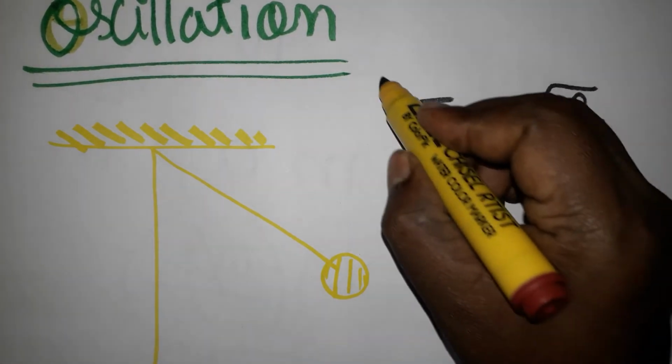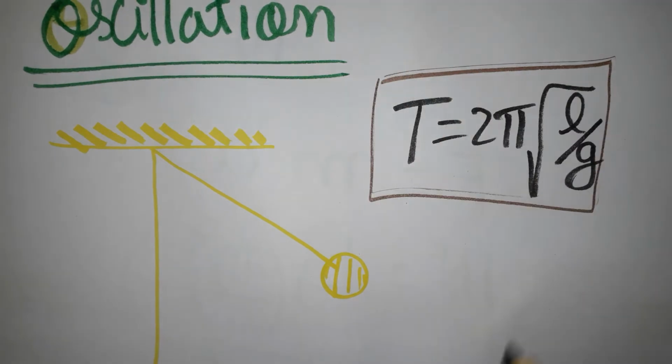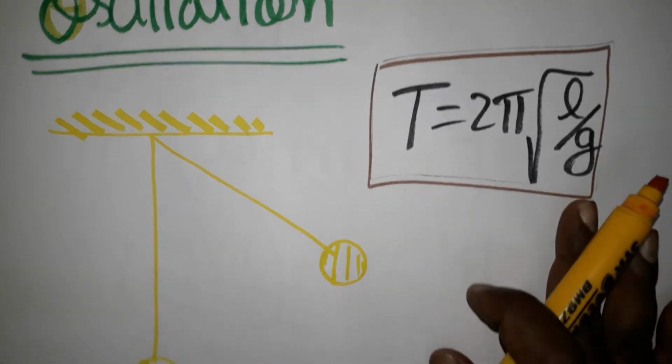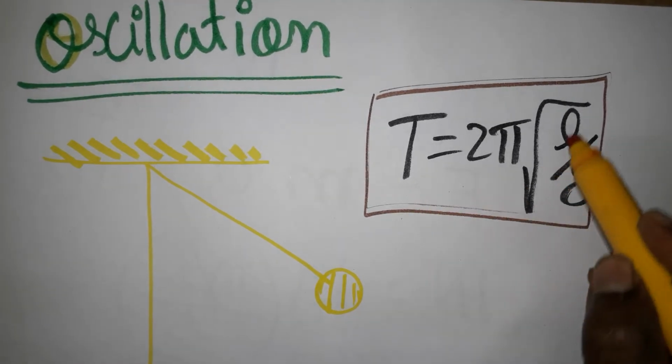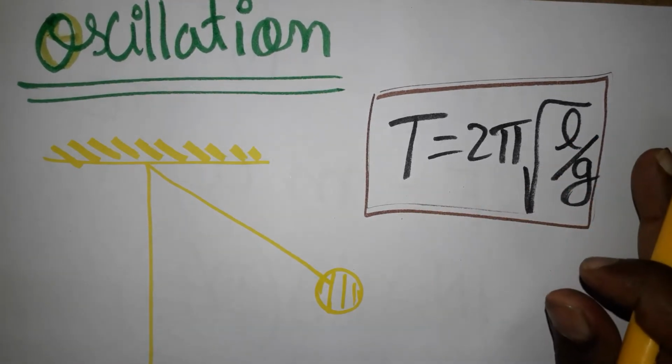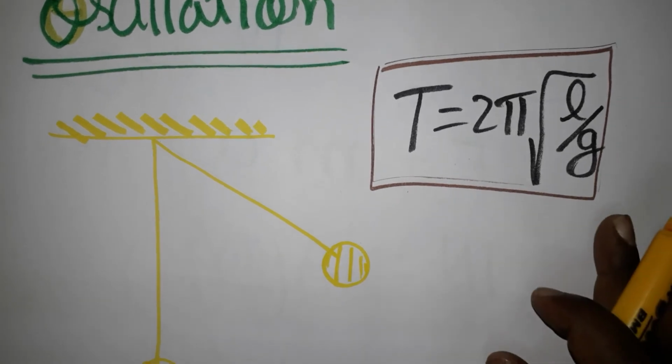Today we are going to learn to prove T is equal to 2π root of L by g. It is for class 11 and it is from oscillation. When a simple pendulum is oscillating, the time period of the simple pendulum T is equal to 2π root of L by g. This is the equation we are going to derive from the simple pendulum.